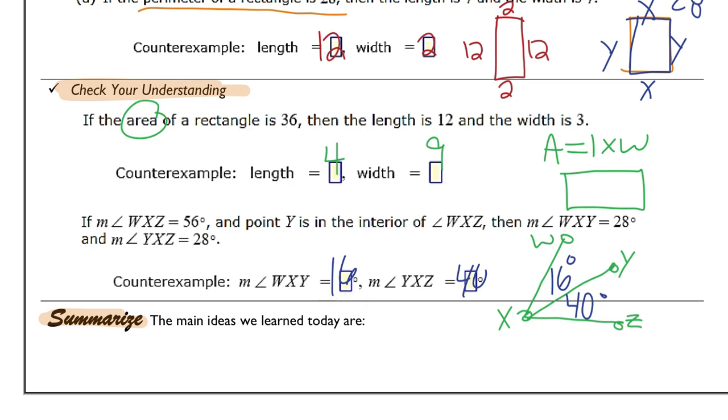So for this one, remember this whole angle opens up to 56. It doesn't have to be 28 and 28. We could do 40 and 16. That adds up to 56. So any two numbers that add up to 56 that aren't 28 and 28. So then just summarize your main ideas here.